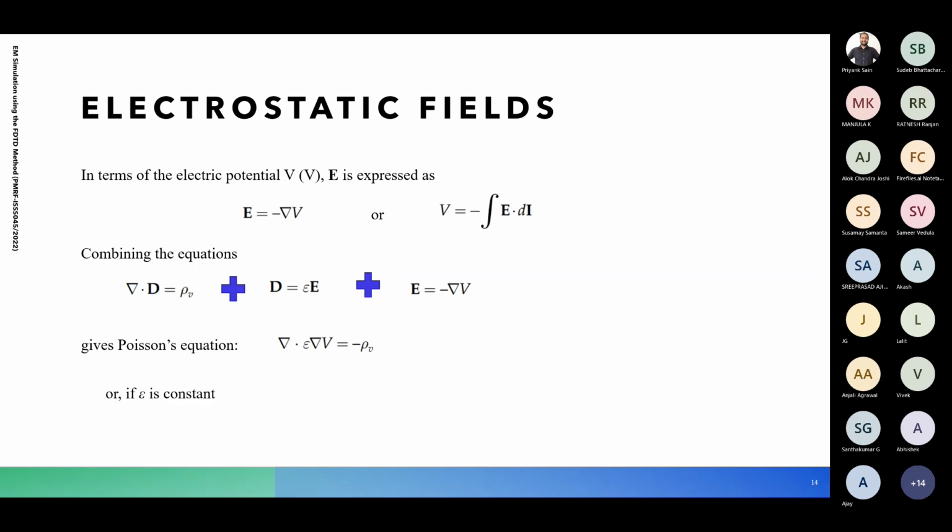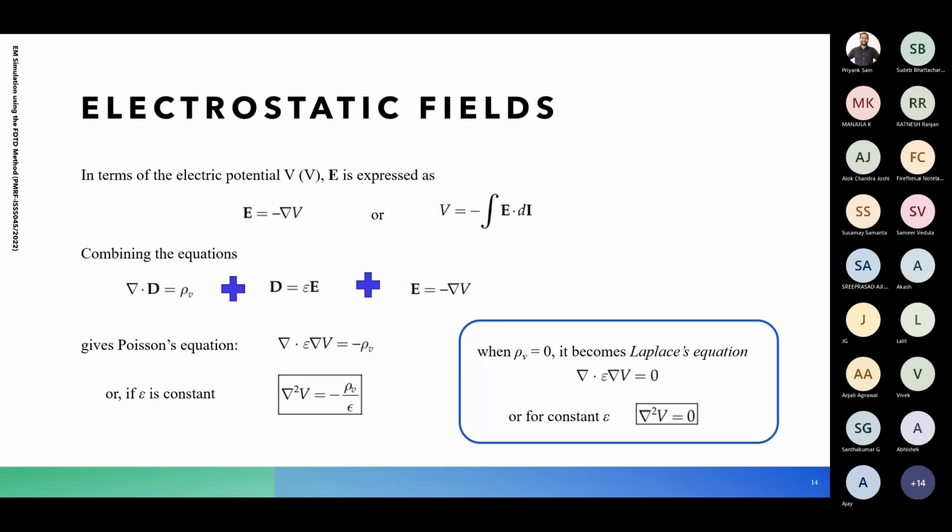So you get the Poisson's equation for constant epsilon. This is the very popular form of the Poisson's equation, and for rho equals 0, this equation transforms to what we know as Laplace's equation.